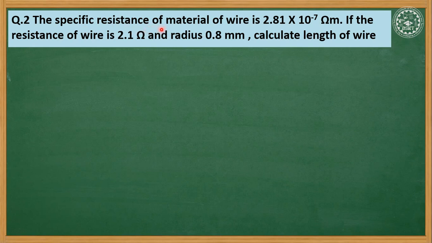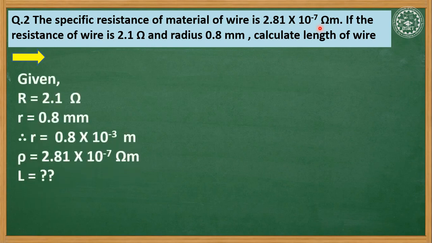The specific resistance of a material of a wire is 2.81 into 10 raised to minus 7 ohm meter. Means the value of rho is given in an example. The resistance of a wire, that is term R, is given 2.1 ohm. And the value of radius is also given, 0.8 mm, means 0.8 into 10 raised to minus 3 meter, and the term to be calculated is L, the length of the wire.